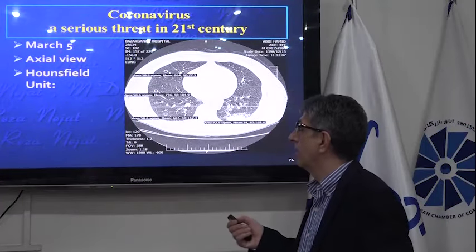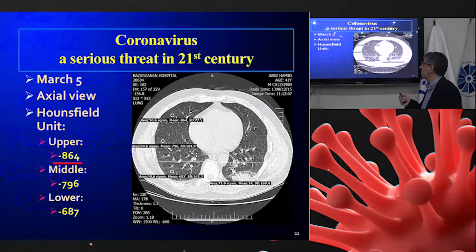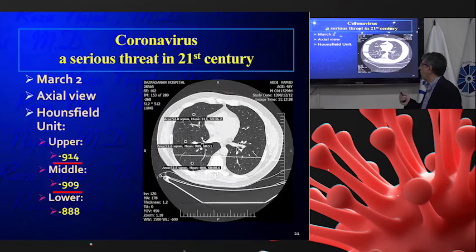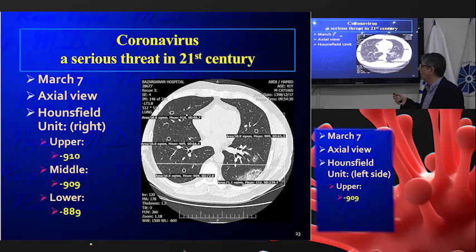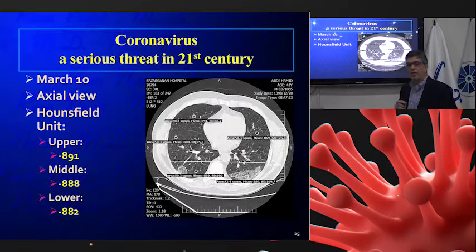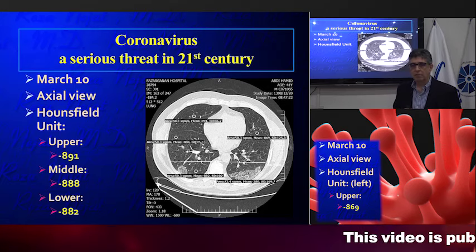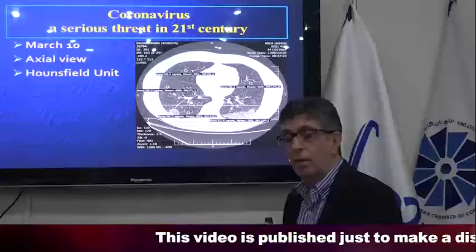On March the 5th, in the upper part, the Hounsfield unit is -864. The middle is -796. Go back to the previous slide. The upper part is -914, more aerated; the upper part, -864. The middle part, -909; the middle part, -796. And the lower part, -687. And the middle and lower part on March the 7th, when we discontinued Losartan, shows that the regional area of the lung has become unaerated after the cessation of Losartan.